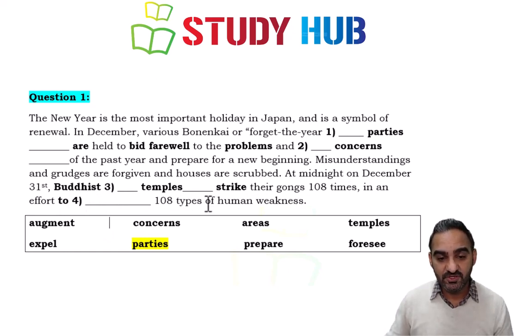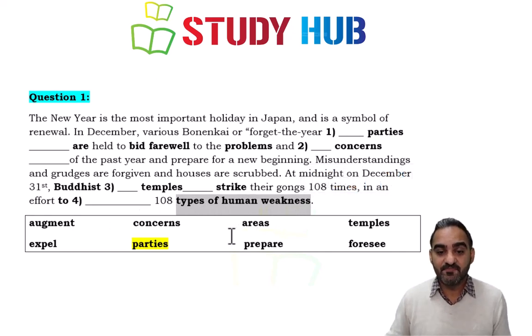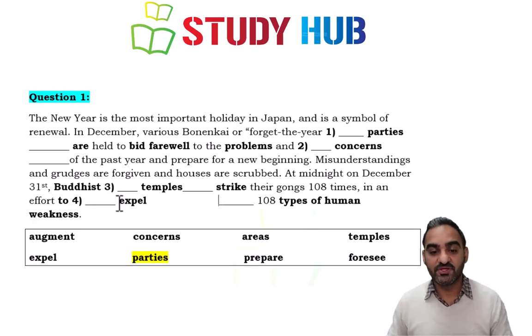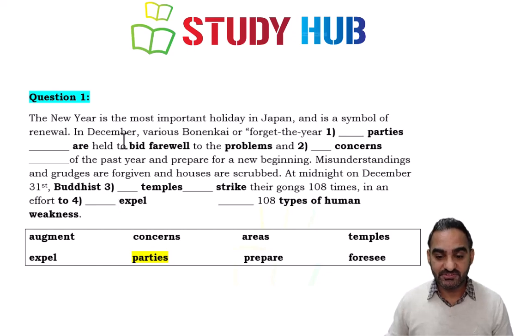What do you want with the human weakness? Do you want to remove them, or do you want to see them? Do you want to prepare for them? We don't prepare for weaknesses. We don't want to foresee them. What we want is them out of our life, and therefore we will be using expel: 108 types of human weaknesses. Right? Now let's look at the second question.